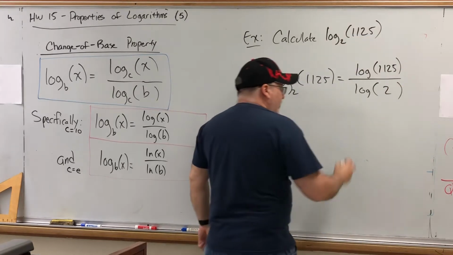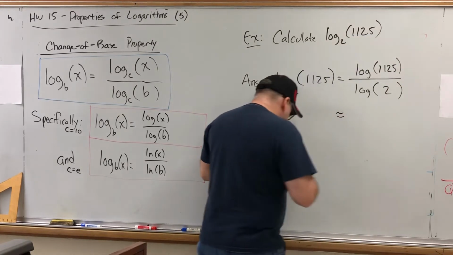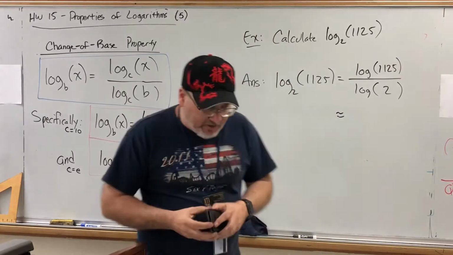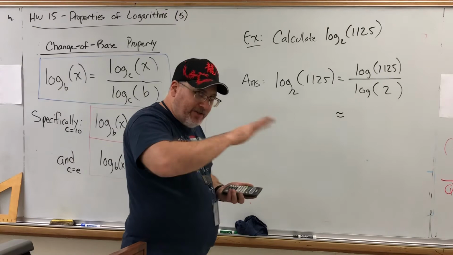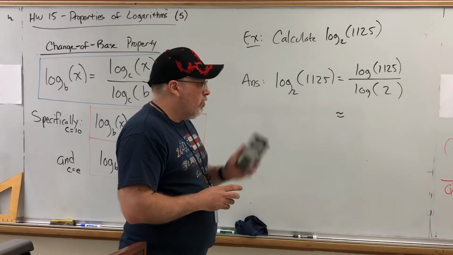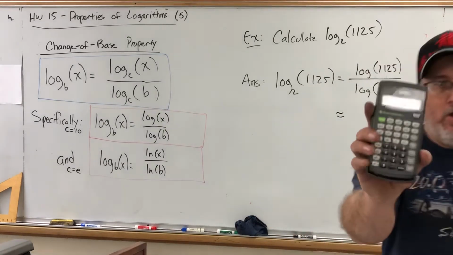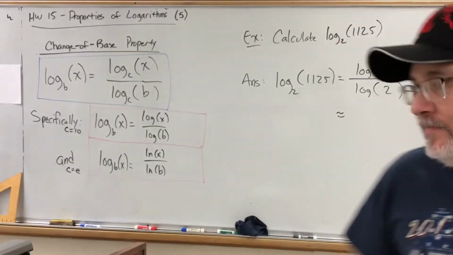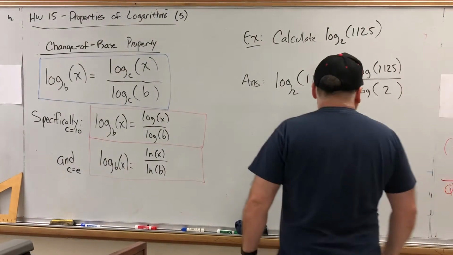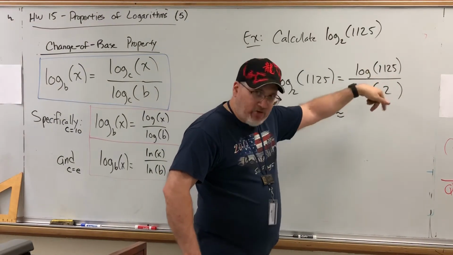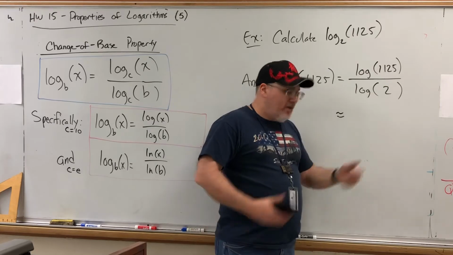Then you get out a calculator and press the buttons. Now be careful. How you press the buttons depends upon if your calculator is display, meaning it types the problem as you do, or one line like this one that only shows you one answer or one number at a time. If you type it in a display calculator, just type it like this. Log of 1125, be sure to close the parentheses, divided by log of 2.